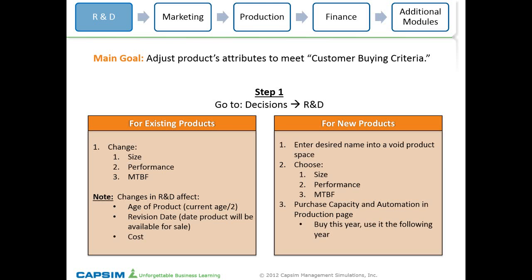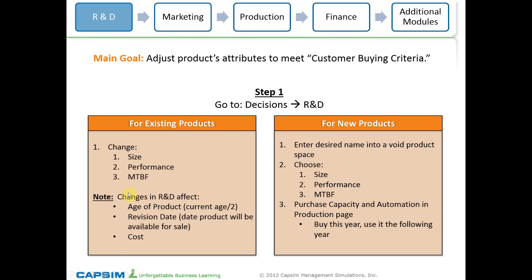Okay, so keep that in mind as you make these decisions, and keep in mind that even after the R&D decision, some of these other decisions can affect that age. Okay, automation, I think, for example. So make your R&D, right? You change the size, you can change the performance, and you can change the MTBF. These are what move your product, hopefully in the direction of the customer demand, right? It also changes the age of the products, and it changes the revision date. It tells you what the revision date will be.